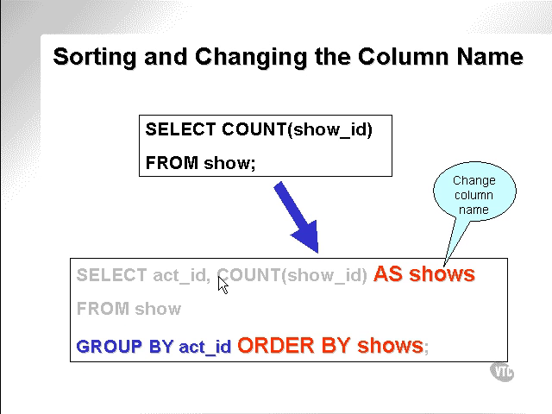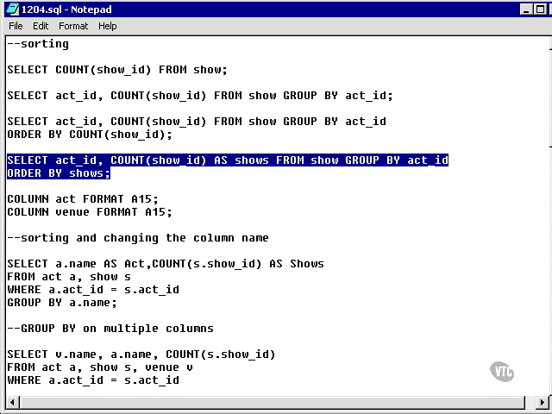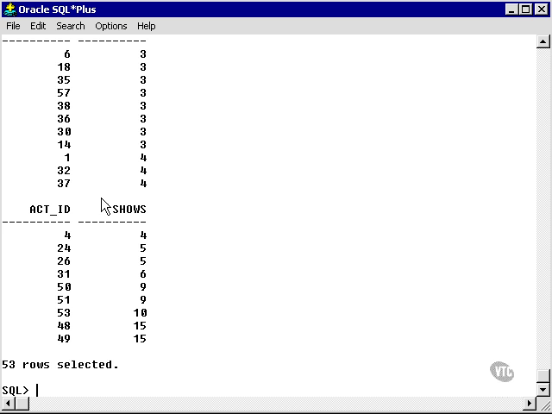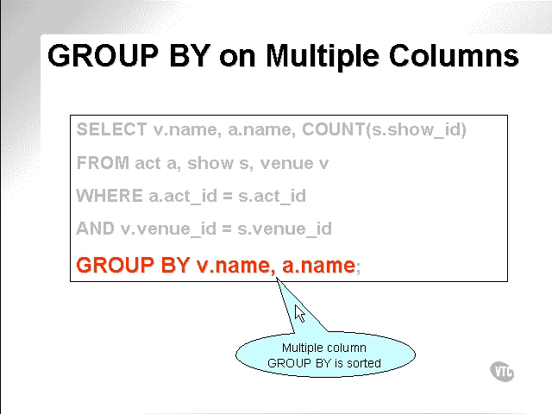Now what I'm going to do is I'm not going to sort based on the count of the shows, but on a rename of the count show ID column. So I'm going to group by act ID and then override the sort on the act ID by ordering by the shows column. I changed the column name, and here's my query. Now I've renamed the column to shows, and I've ordered by shows in ascending order.